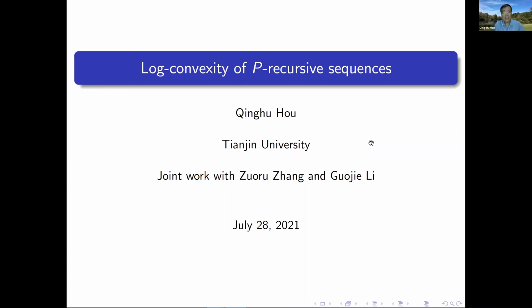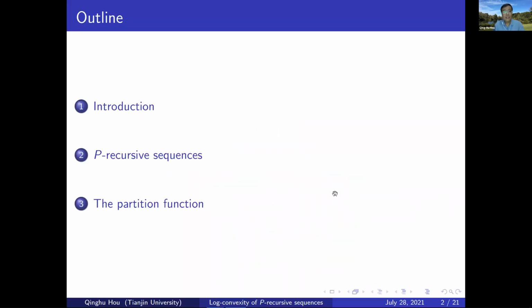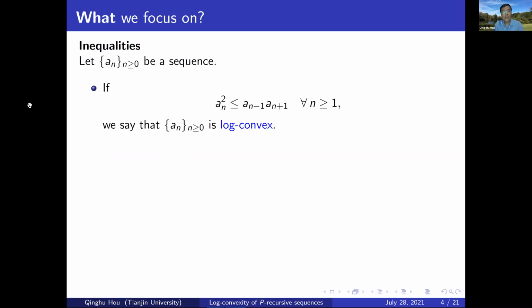Okay, today I will talk about the log convexity of P-recursive sequences. It's a joint work with my two PhD students, Dr. Zhang and Dr. Li. We will first introduce the problem, and then we focus on the P-recursive sequences. And by the way, we will also talk about the partition function. So the first question is, what problem do we consider? In fact, we consider the inequalities in combinatorics. In particular, we consider the log convexity.